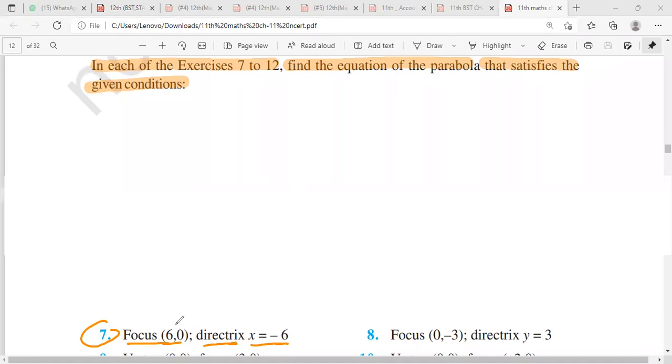तो देखो फोकस 6, 0. तो अगर मैं यहाँ पैराबोला ड्रॉ करता हूँ, अगर मैं रफली एक पैराबोला की शेप बनाता हूँ, तो ऑन द बेसिस ऑफ गिवन इंफॉर्मेशन जो आपका पैराबोला होगा, it will be rightward parabola. Its focus is 6, 0, and equation of directrix is x equal to -6.